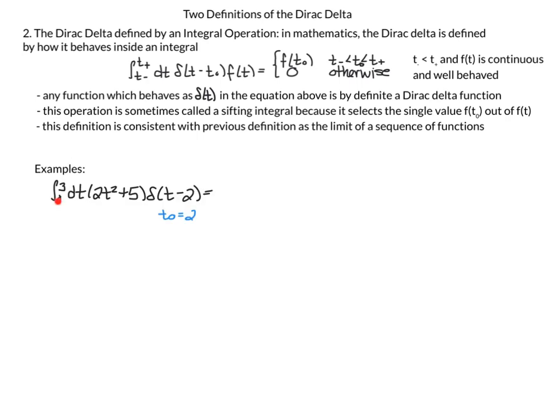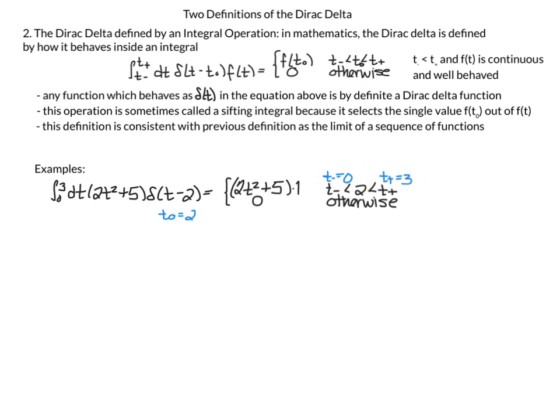This first example is the integral from 0 to 3 dt. Our function f of t is 2t squared plus 5, and our Dirac delta is centered at t naught equals 2. I can rewrite this so that what's inside the integral, this 2t squared plus 5, times the Dirac delta of t minus 2, will be equal to 1 when my interval includes my t naught. Here my interval is 0 to 3, so the 2 is included in my interval.